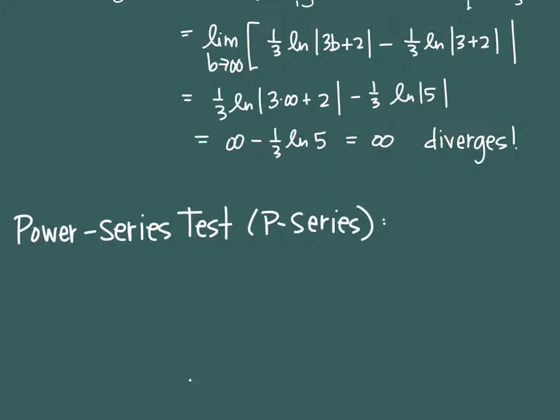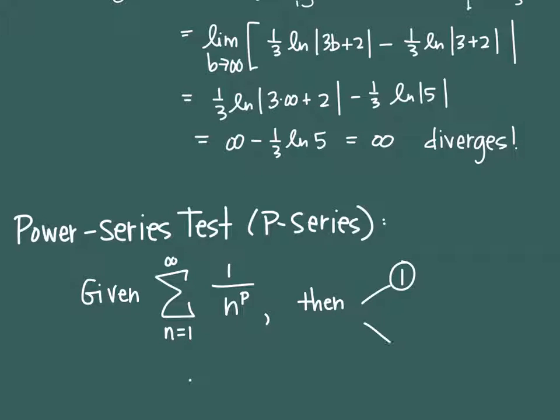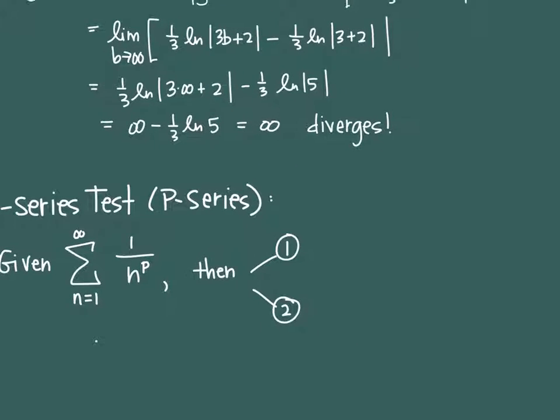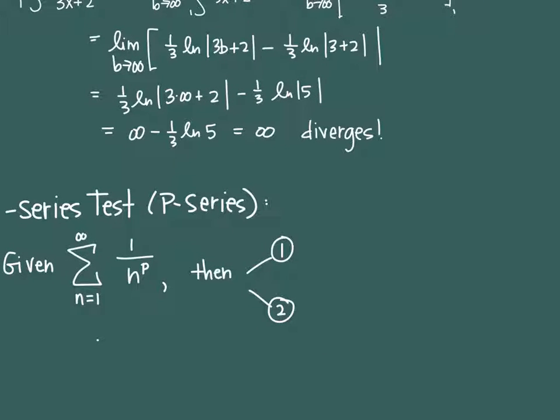Oh, okay. All right, so if you are given a series that has a power in the denominator, so that's what a P-series is, 1 over n to any power. If you see a power in the denominator, not a power in the numerator, it has to be a power in the denominator, then you have 2 options, number 1 or number 2.